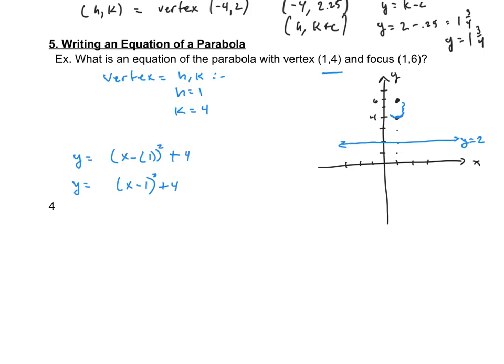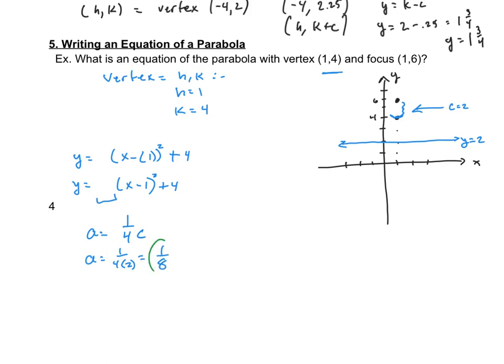What else do we need to know? We do need to find out the value of a. We know that a is going to be equal to 1 over 4c. If you recall, we determined that the distance from the vertex to the focus was 2. So therefore, c is equal to 2 because that is the distance. So I know that a is going to be equal to 1/4 times 1/2, which is 1/8.